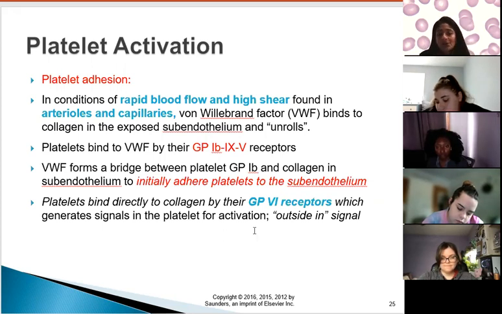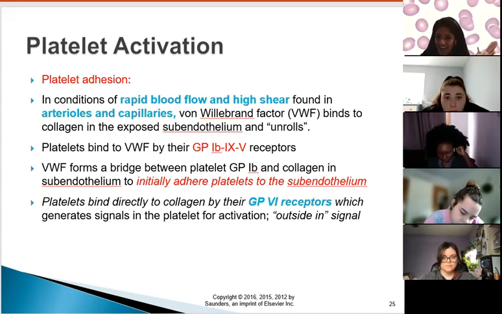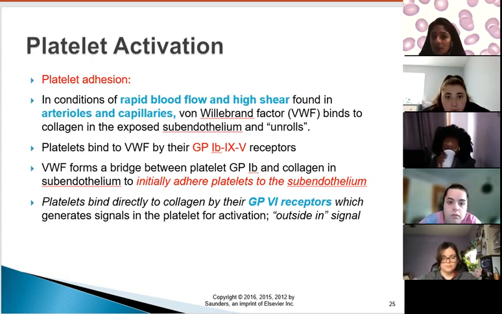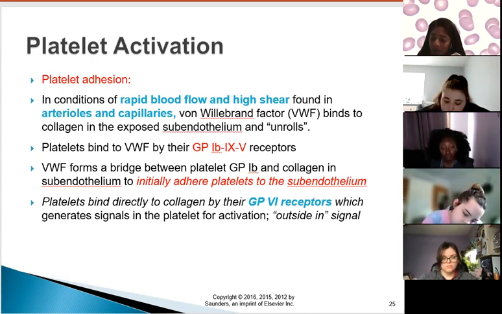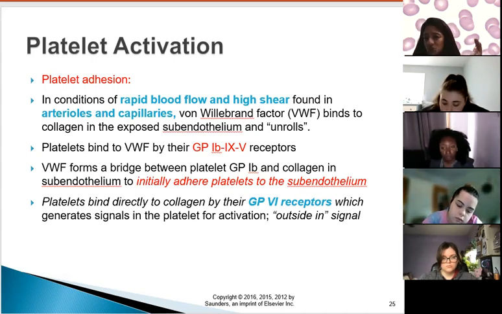site, okay? So in conditions of rapid blood flow and high shear stress, that's typically the type of blood flow that you find in arterioles and capillaries, okay? You're going to need something called von Willebrand's factor. Von Willebrand's factor is a protein that we have in our body. It circulates in the body, but it's needed because the platelets can't just go bind when there's high stress in the blood flow because they kind of get washed away. So when there's high stress in these capillaries and arterioles, the platelets are flowing through, but then they find this von Willebrand factor protein and they bind, okay?